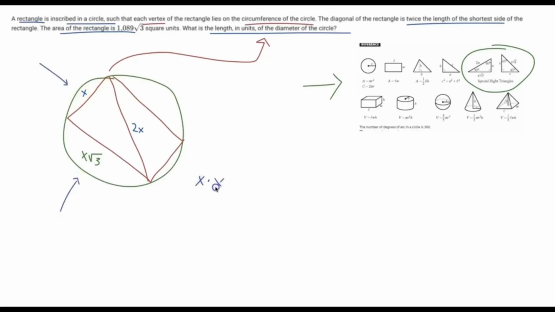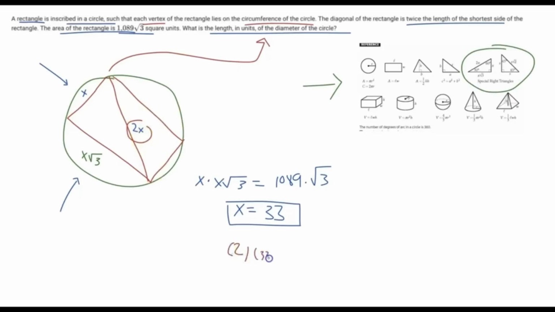So x times x square root 3 is going to give us the area that they provided. So it's 1089 multiplied by square root 3 square units. And all we have to do now is solve for x. So you can plug this right into Desmos, and it'll give you an answer of x equals 33. And so now that we know what x is, all we have to do is plug it in here. So x is 33, so we know one of the side lengths is 33, but that diameter is that diagonal of the rectangle. And the diagonal of the rectangle is 2x. And so 2 times 33 gives us 66 as our final answer.